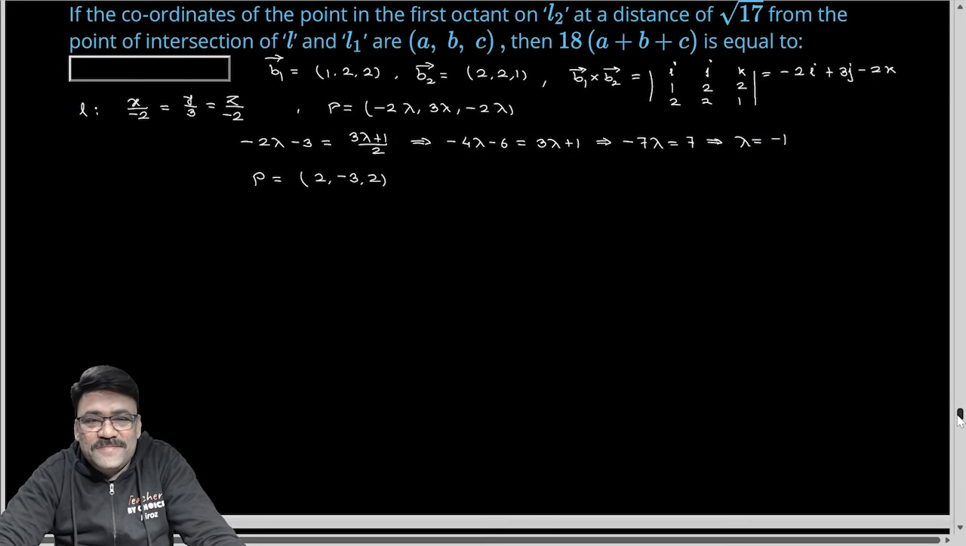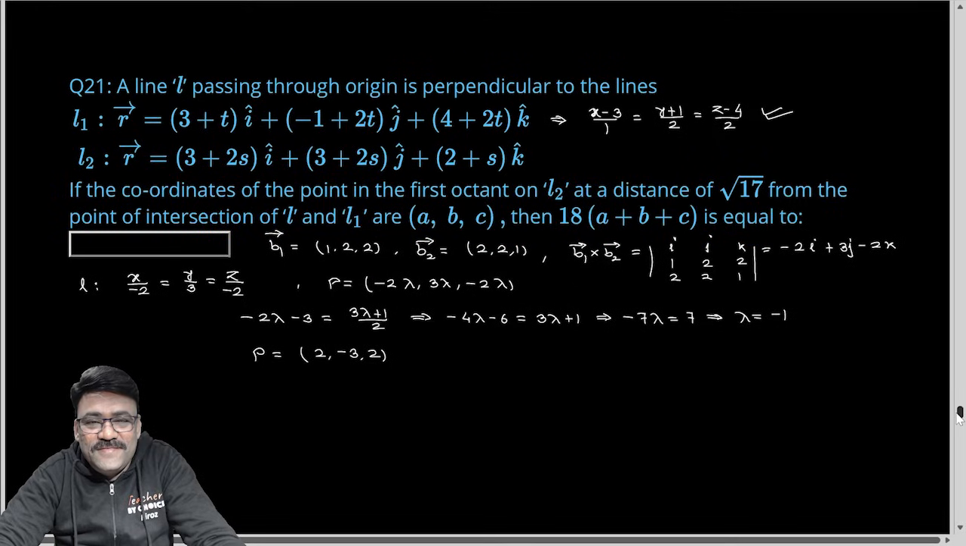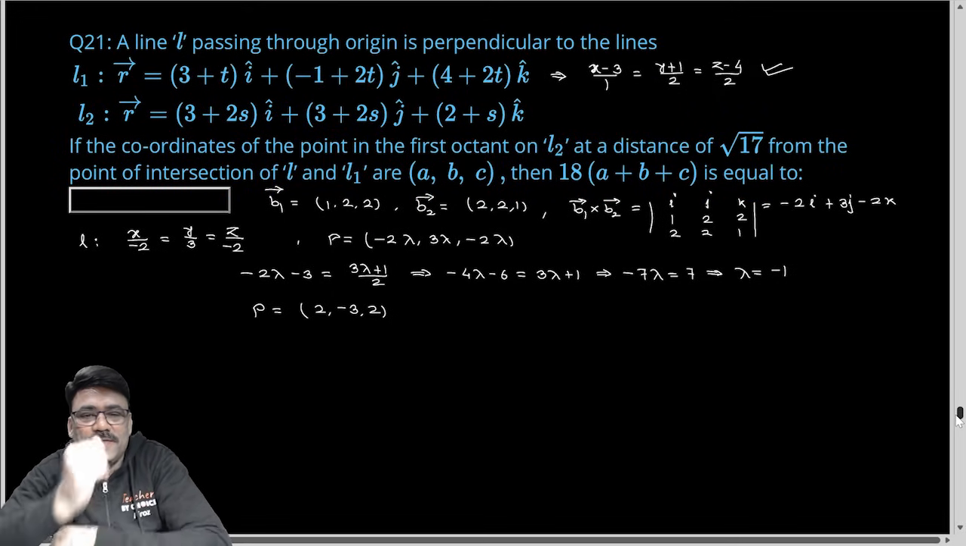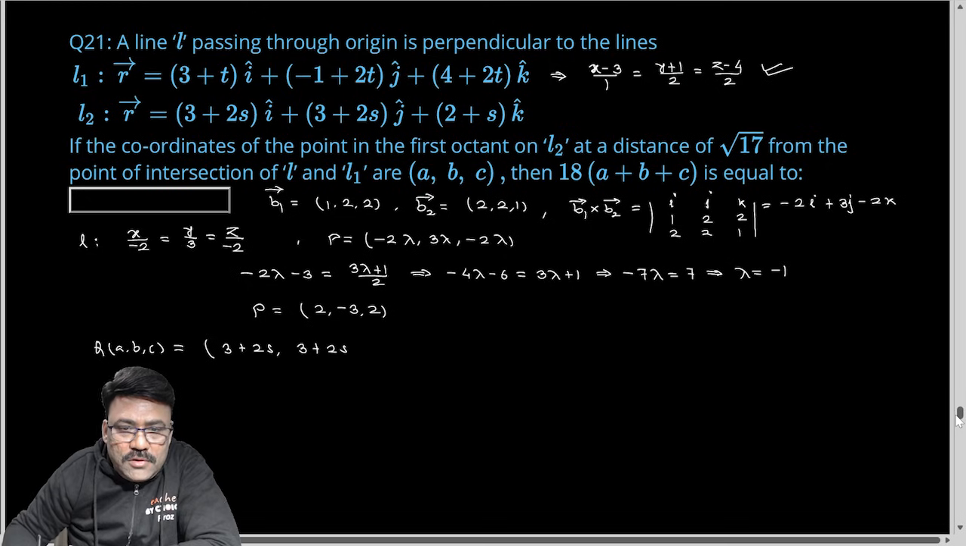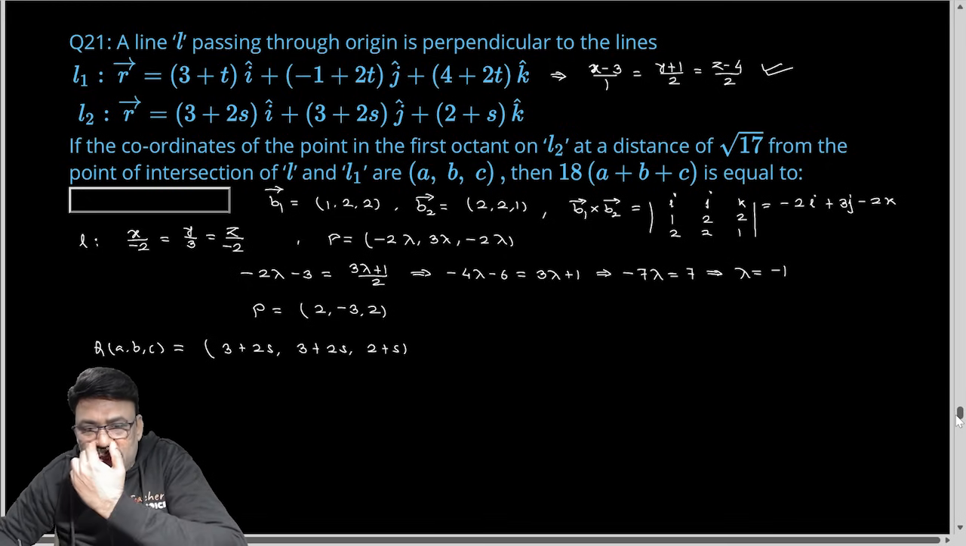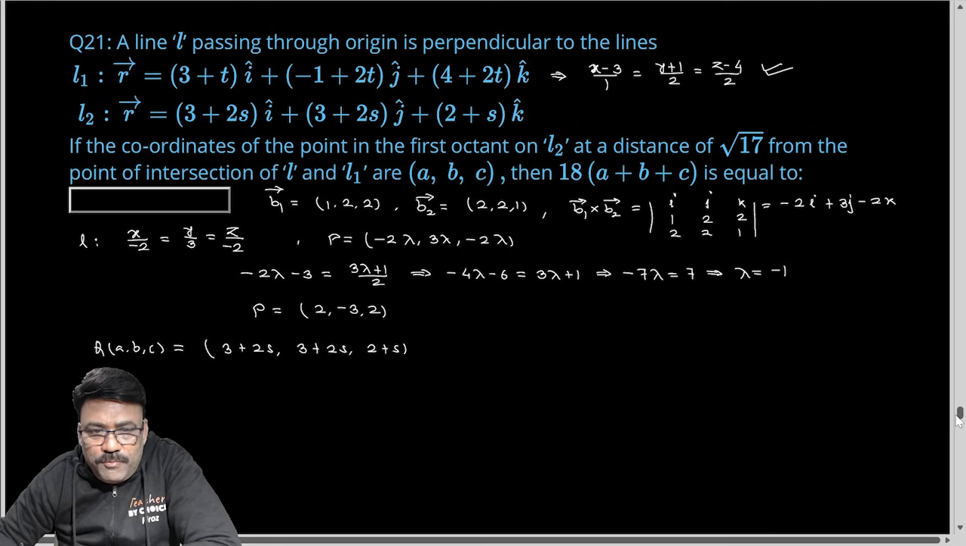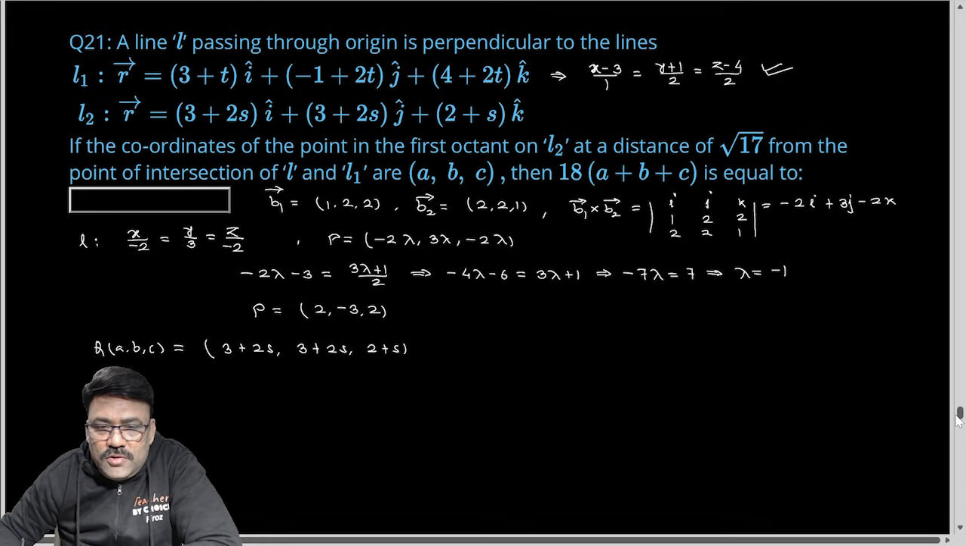Now I have to choose a point a, b, c. Let's say this point is Q, a, b, c, on L2. So obviously on L2, the point can be taken as 3 plus 2s, 3 plus 2s, and 2 plus s. And they have given that the distance of this point Q from P is root 17. So PQ distance is root 17. This is what they have given.